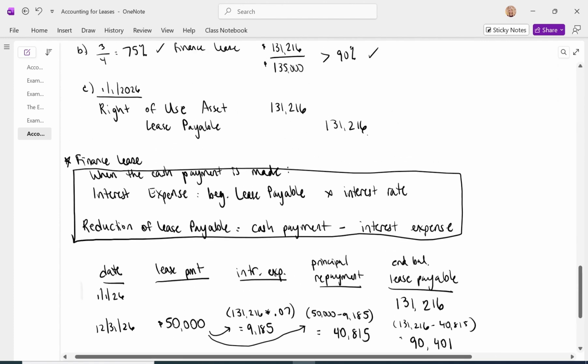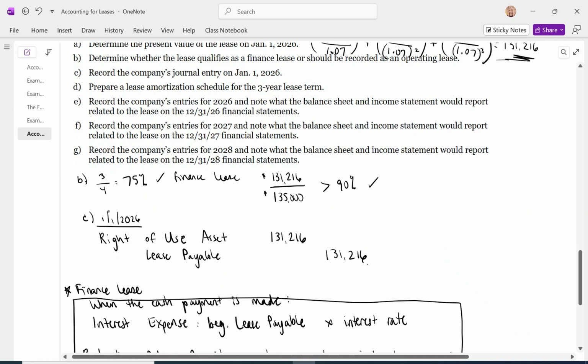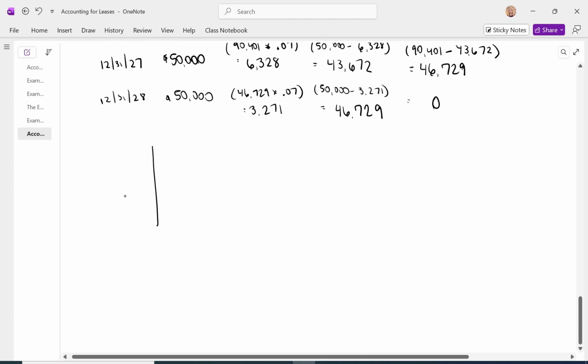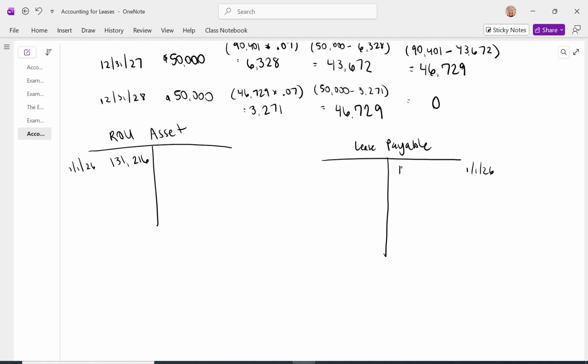The next thing we want to do is record the journal entries. In 2026, so we put the asset and the liability on the books. I'm going to make some T accounts so I can track the balances. In the right of use asset, 1/1/26, we added 131,216. And I'm going to create a T account for my lease payable, my lease liability account. And I'm going to see how the balances change over time.